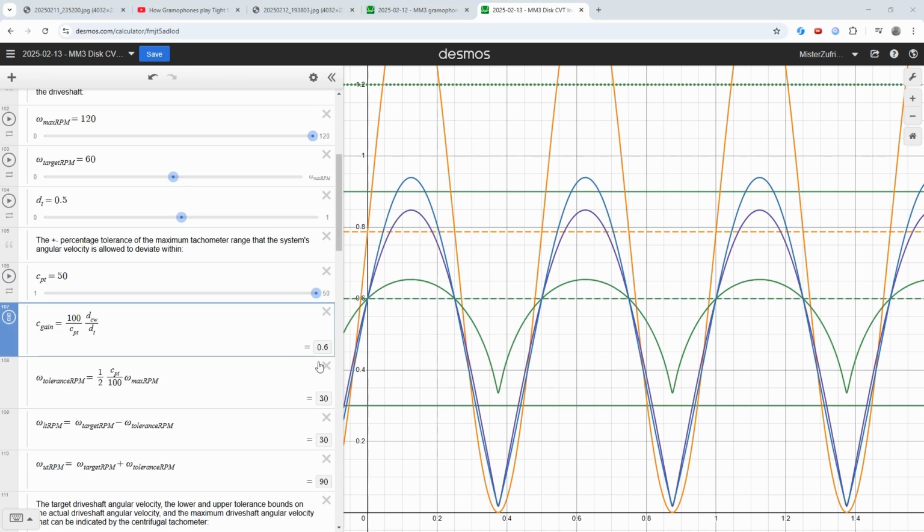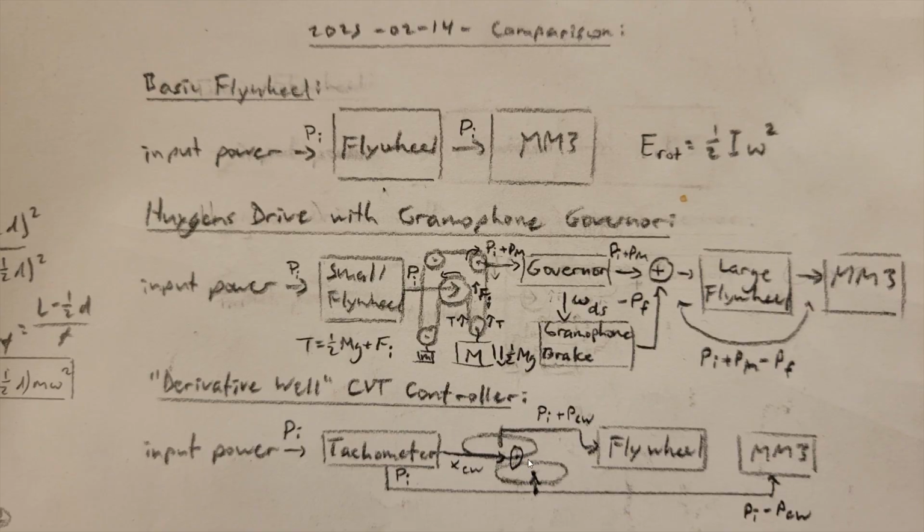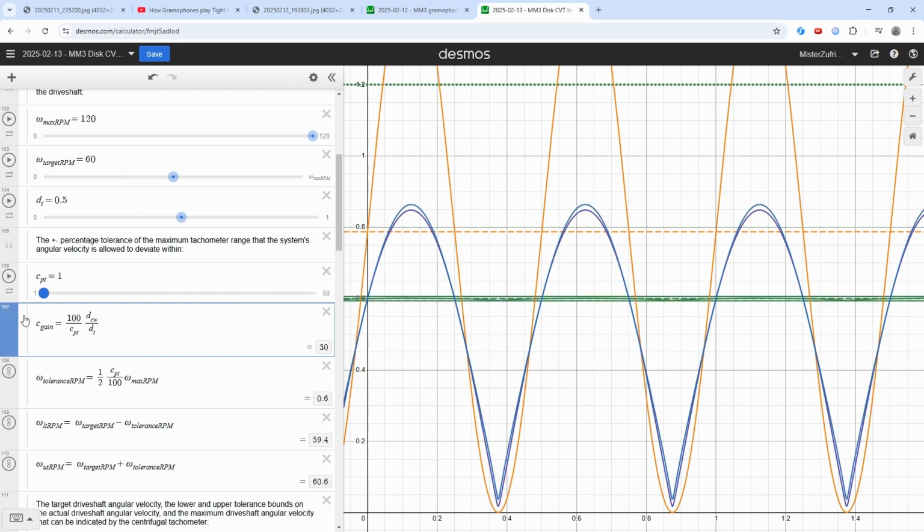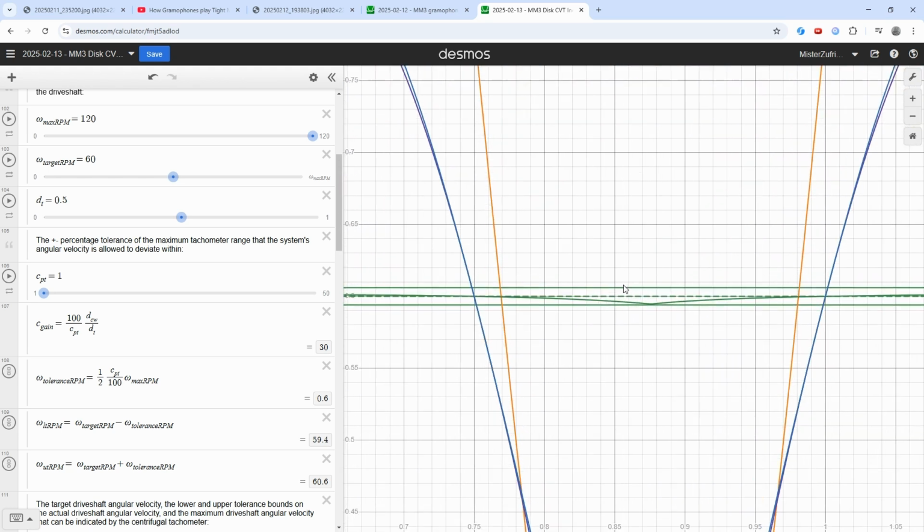If we increase the motion gain between the tachometer and the control wheel so that the gear ratio changes more for the same change in speed, we can bring this tolerance bound down to just 1% of the total 120 RPM tachometer range, yielding exceptional tightness in the face of this immense fluctuation in system energy.